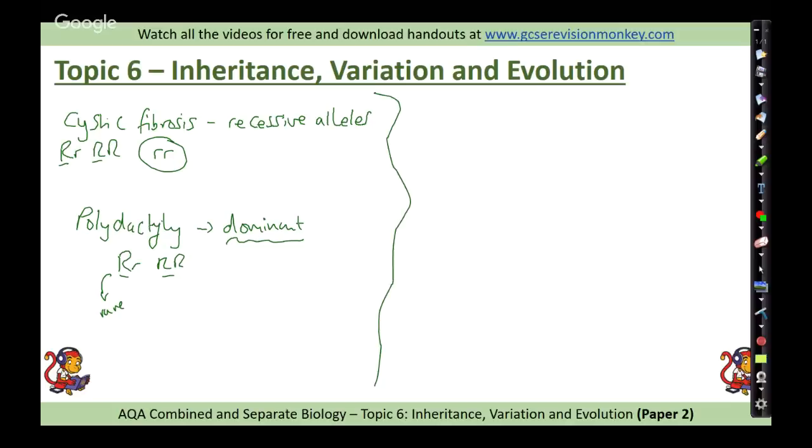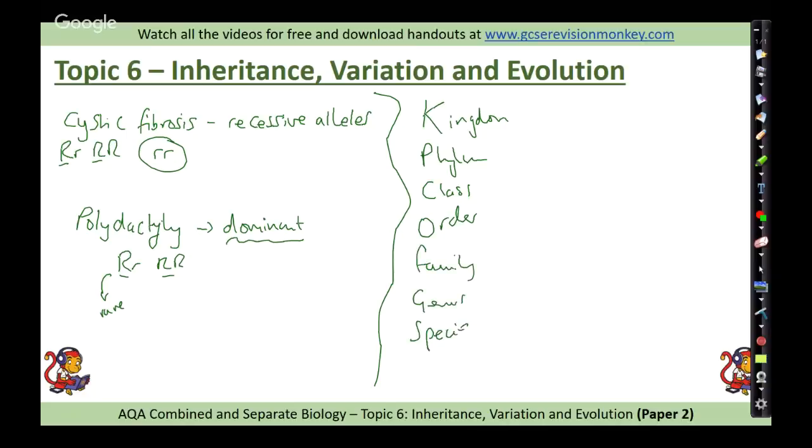A bit of classification now. So K for kingdom, phylum, class, order, family, genus, species. This is the way that we classify and group all of our animals.